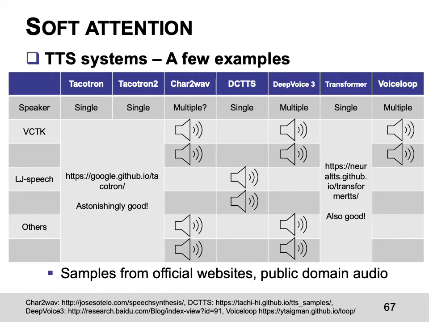Now I'd like to play some samples published with the papers. They are from the official website. They are also data in the public domain. For systems trained using their own internal data, I cannot put the samples here, but you can find the samples on their websites.